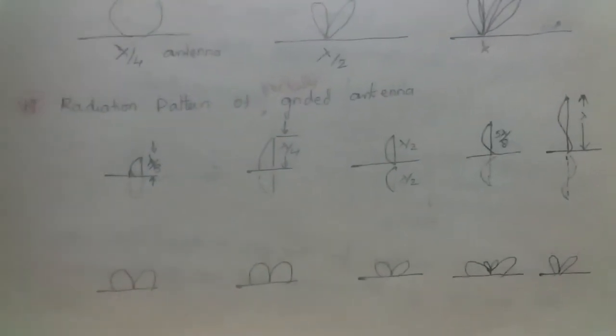Now let's discuss the broadside array. A broadside array consists of a number of dipoles of equal size and equally spaced along a straight line. The antenna lengths are about 2 to 10 wavelengths. Typical spacings are lambda by 2 or lambda. All the dipoles, this dipole, this dipole, this dipole, all the dipoles are fed in the same phase from the same source.